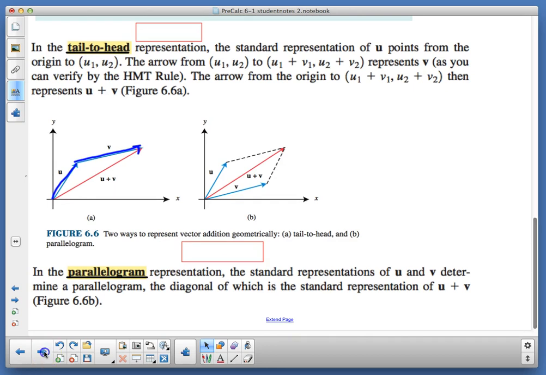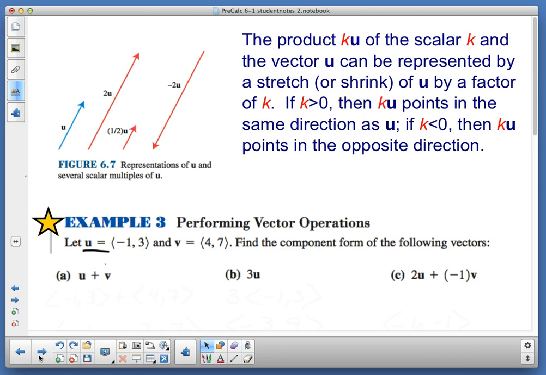So going on to our next one, we can do scalar multiplication, okay? When we're talking about scalars multiplying, if I have my initial vector u and I multiply by a value of 2, I'm doubling the size of the vector. In essence, I'm multiplying both the a term and the b term inside the vector component form by 2. That's it.